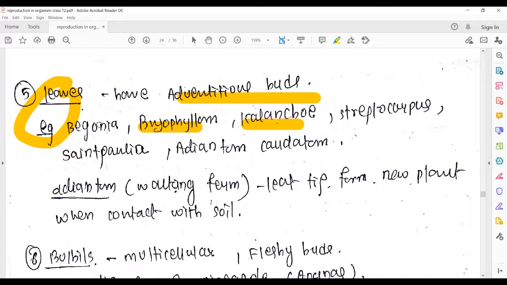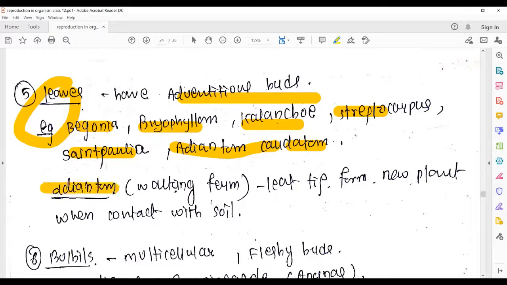But other than this, there are Bignonia, Streptocarpus, Kalanchoe (Bryophyllum), then Adiantum caudatum. These are the categories that can give rise to a new individual, because on the edges of these leaves they will show vegetative buds. Those vegetative buds will start developing into adventitious roots and the plant will grow from there.